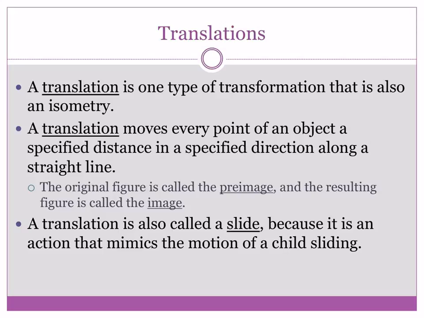So the first one we're going to talk about is a translation. Translation is one type of transformation that is an isometry. A translation moves every point of an object a specified distance and in a specified direction along a straight line. I wanted to say specified line. All you're doing is you're physically shifting something.